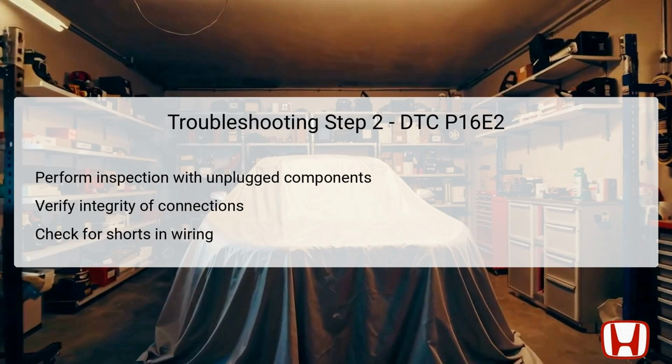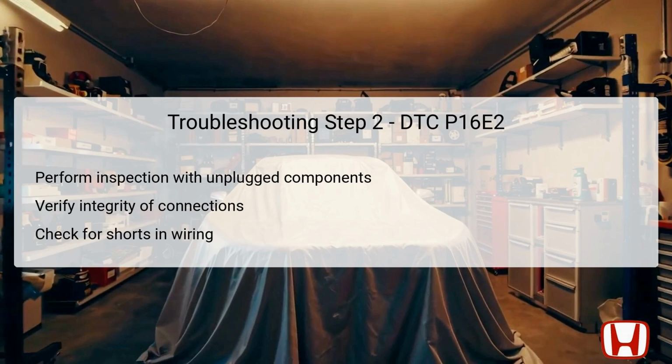In this step, you will need to perform inspections while ensuring that certain components are disconnected. Begin by disconnecting the alternator connector, PCM connector, shutter grille connector, 12-volt battery sensor connector, and DC-DC converter connector. This ensures that you can accurately assess the state of each component and detect any wiring faults.